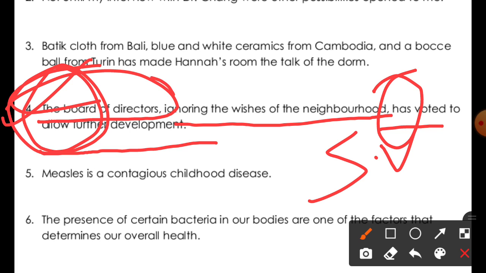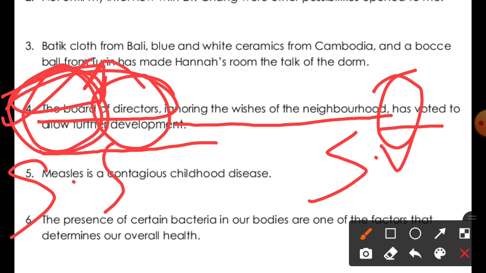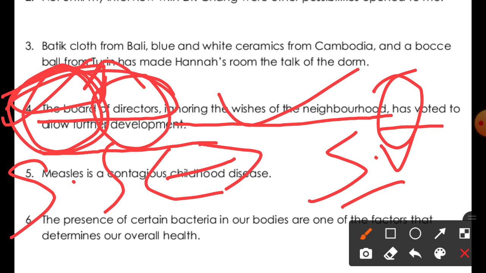Of directors is your prepositional phrase because of is there. Okay, so we are talking about the board. The board has voted to allow further development. So the board is your singular subject and we have a singular verb, hence there is an agreement between both, hence this sentence is correct. So in the answer, write down the sentence is correct. Clear? No error.